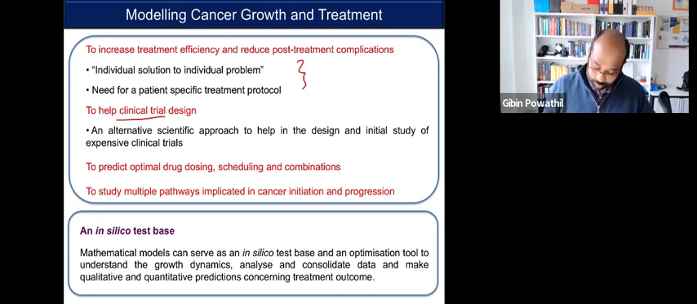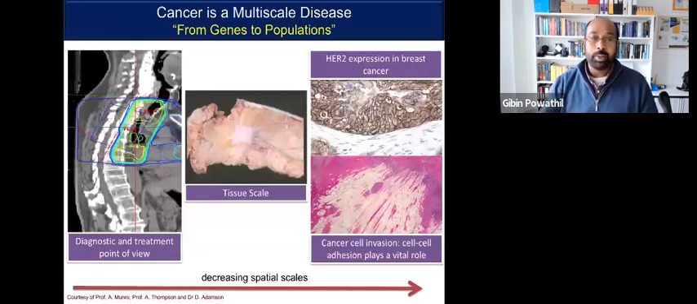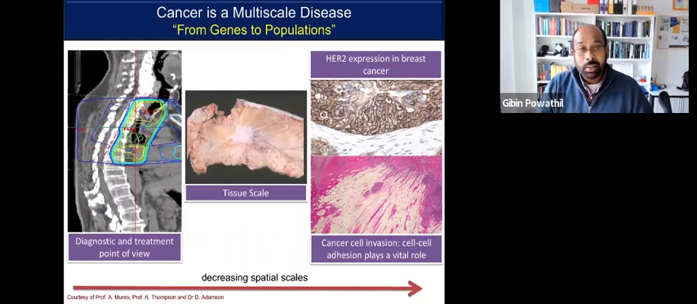So at the moment we are trying to develop multi-scale approaches. Why? Because cancer is a multi-scale disease. Things change within the cell, different protein levels are expressed, and different pathways are affected.